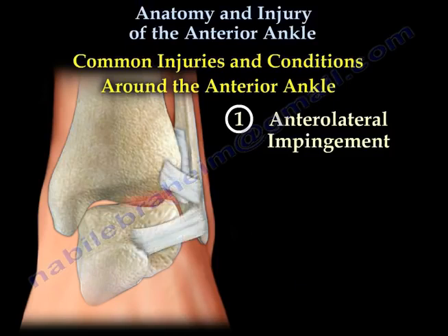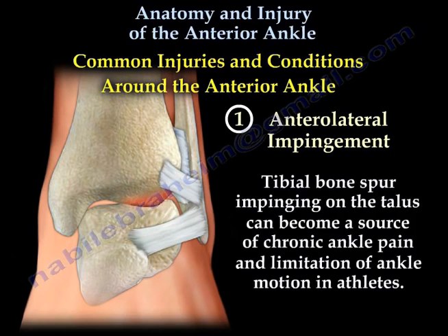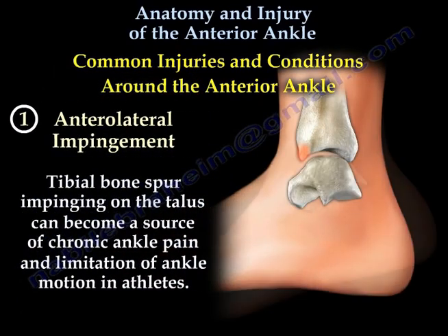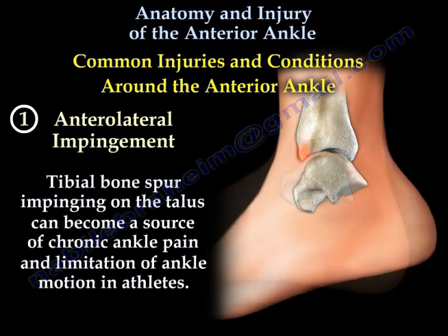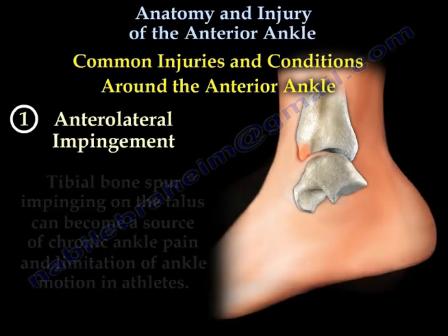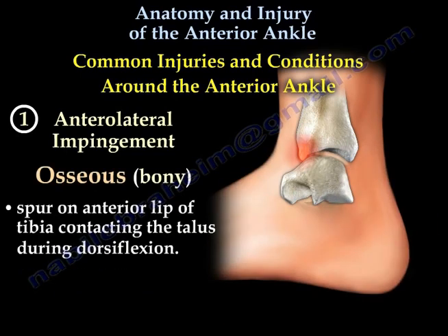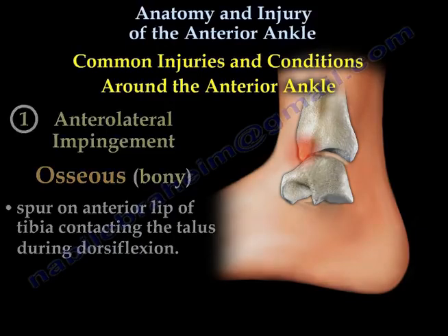This type of impingement may also be bony. Tibial bone spur impinging on the talus can become a source of chronic ankle pain and limitation of ankle motion in athletes. An osseous or bony spur on the anterior lip of the tibia contacting the talus during dorsiflexion.